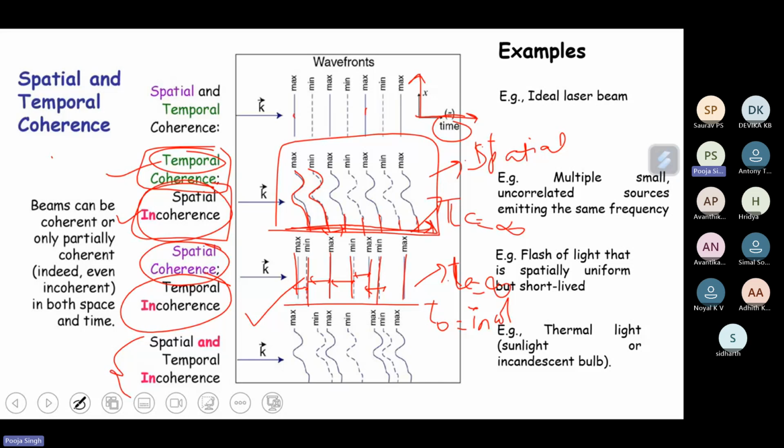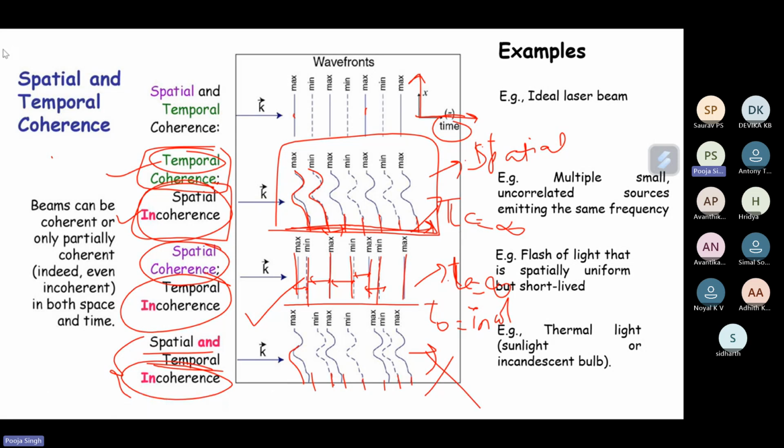Now, if you have both spatial and temporal incoherence, then you can see both have different length and width, and also the phase is changing with time. So that means it doesn't have either spatial or temporal coherence.